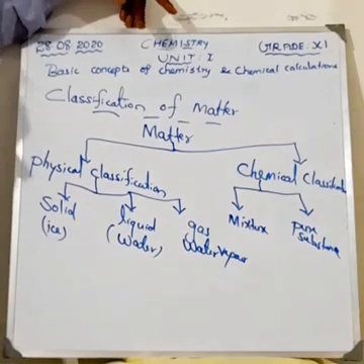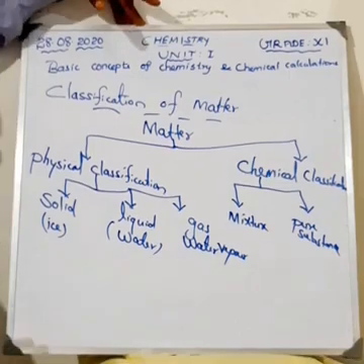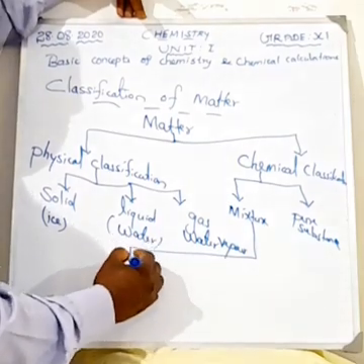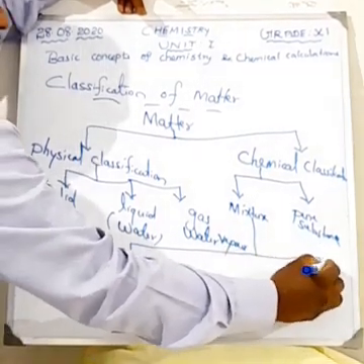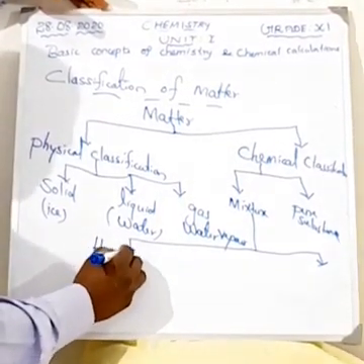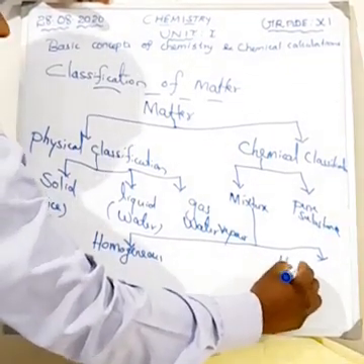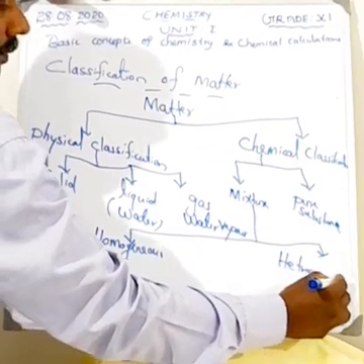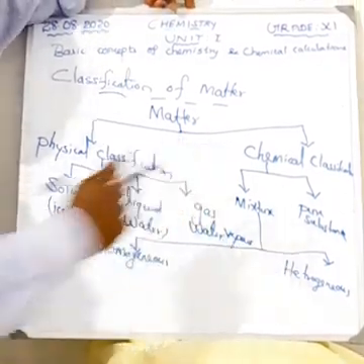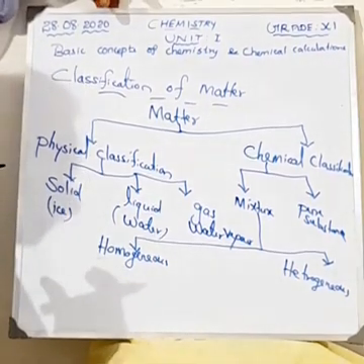What is a mixture? Mixture can be classified into two types: homogeneous and heterogeneous. Here, homogeneous means the same phase.